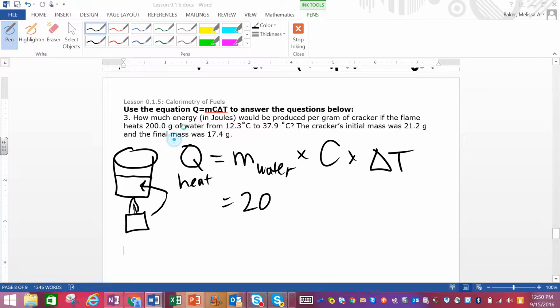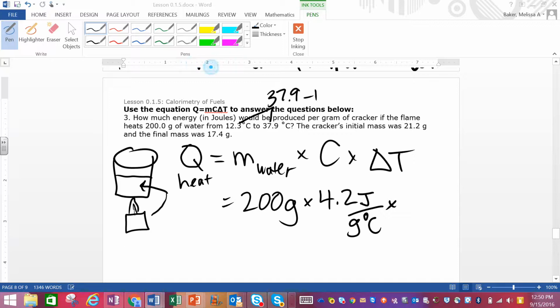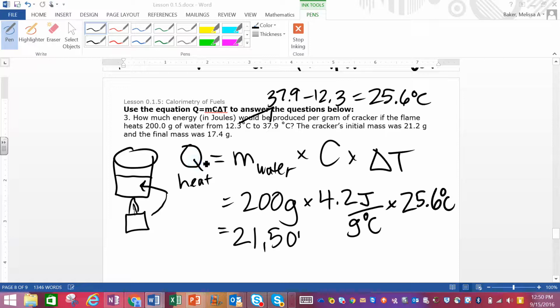So the water weighed 200 grams. The specific heat for water is 4.2 joules required to heat 1 gram 1 degree Celsius. And what was the temperature change here? 37.9 minus 12.3 equals 25.6 degrees Celsius. That is my temperature change. So when I punch that into my calculator, I get 21,504 joules.